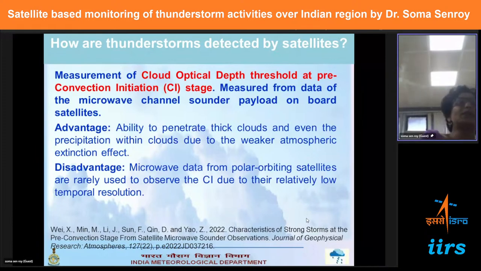microwave data from polar orbiting satellites. Polar orbiting means they have less sampling time over any region. So it's good in the climatological context, but not so good in the operational context.